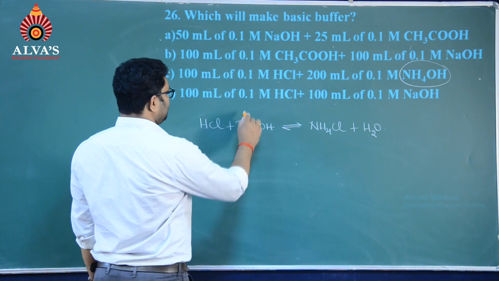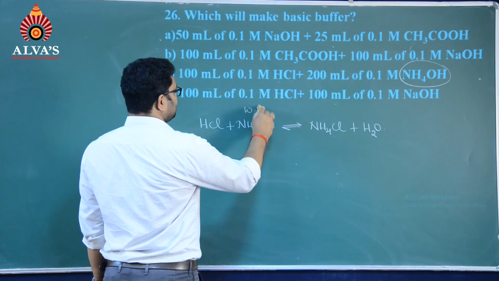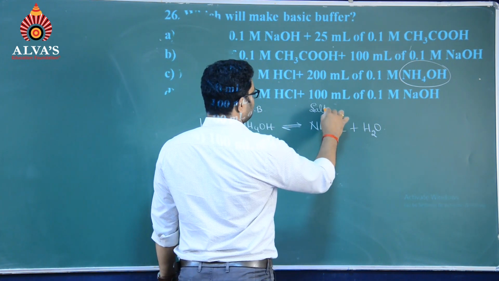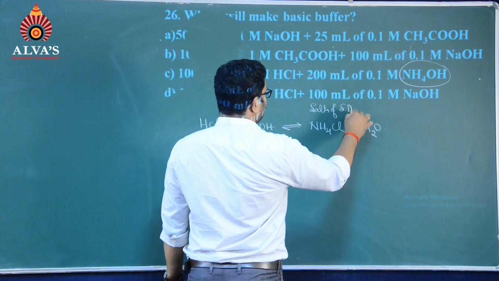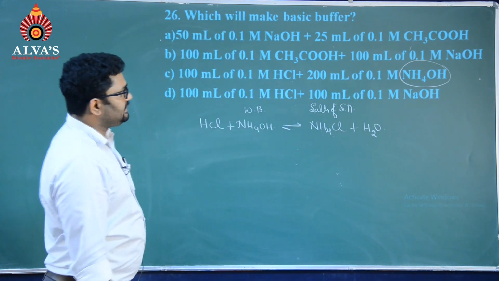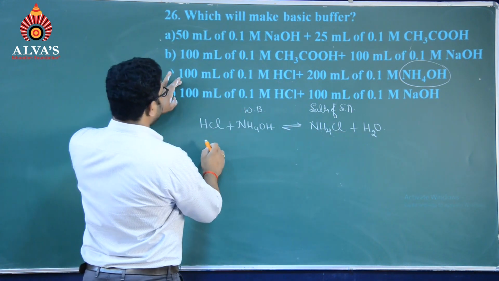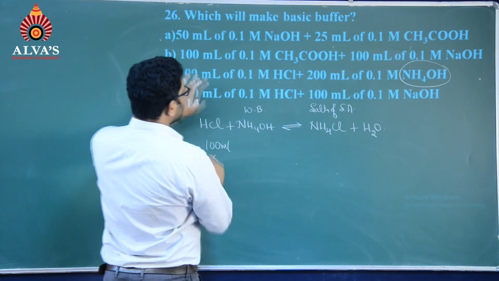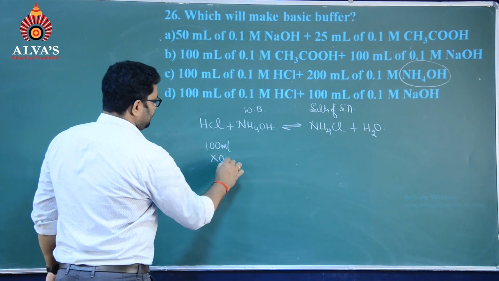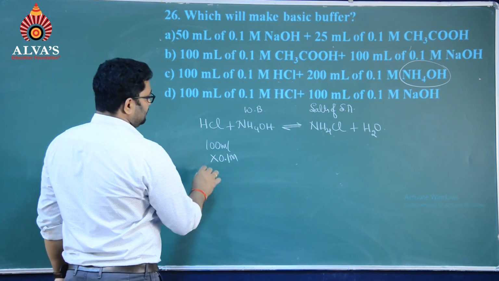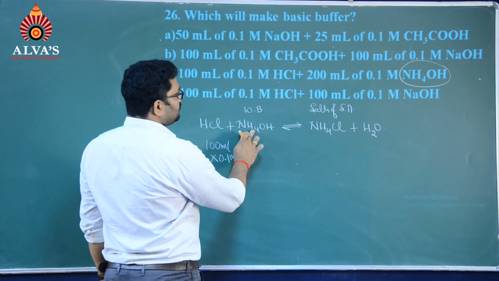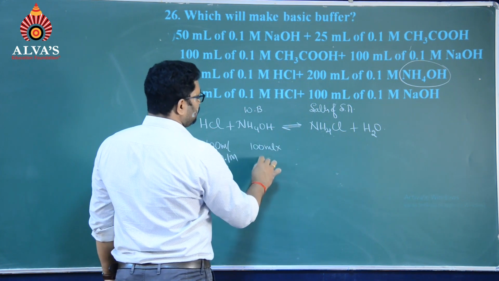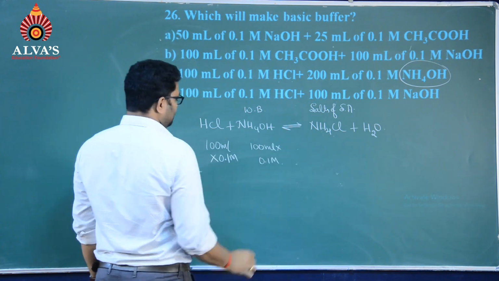NH4Cl and H2O, here it is weak base, it is salt of strong acid, that will give you basic buffer. Now, here 100 ml into the concentration is 0.1 molar and this is 200. Out of 200 it will use only 100 ml into 0.1 molar.